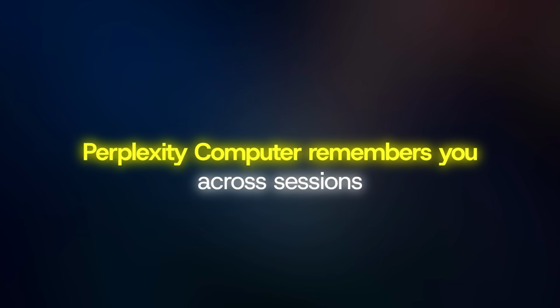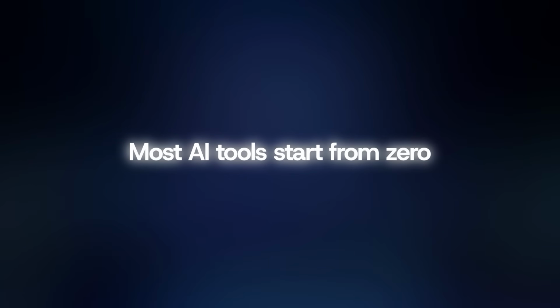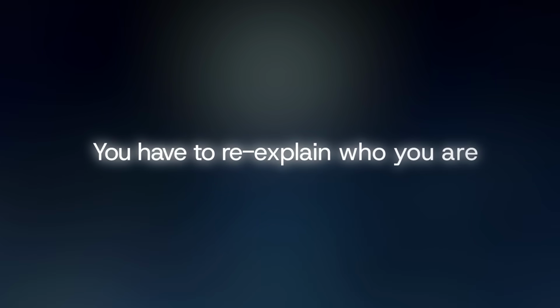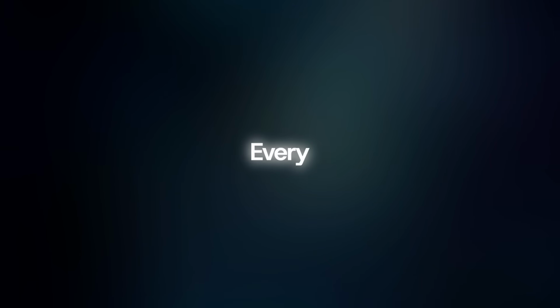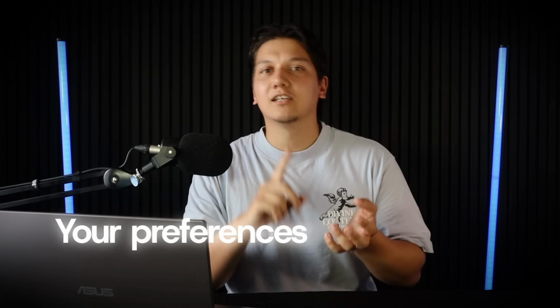Now, here's something that sounds small, but it saves you an enormous amount of time. Perplexity Computer remembers you across sessions. Most AI tools start from zero almost every single time. You have to re-explain who you are, what your business does, what tone you write in, what your audience looks like every single time, and it can get pretty boring. Now, Perplexity Computer doesn't do that. It builds a picture of you over time. Your name, your channel, your preferences, your past projects. It holds on to all of it. So when you come back the next day and start a new task, it already has the context that it needs. It already knows who you are.